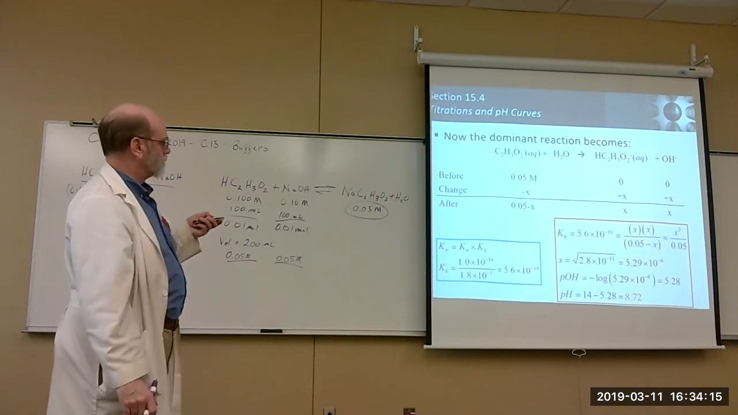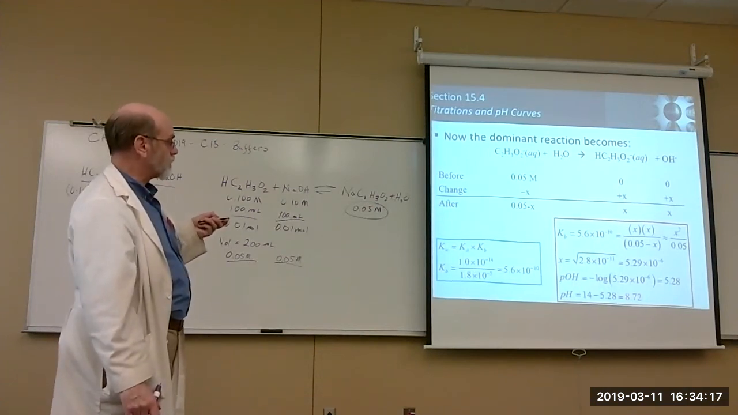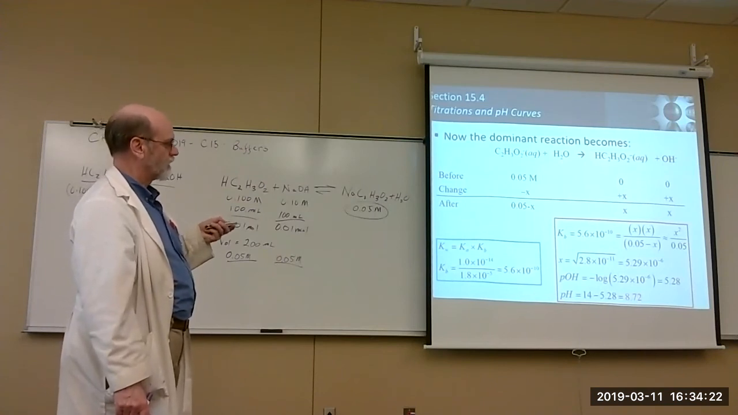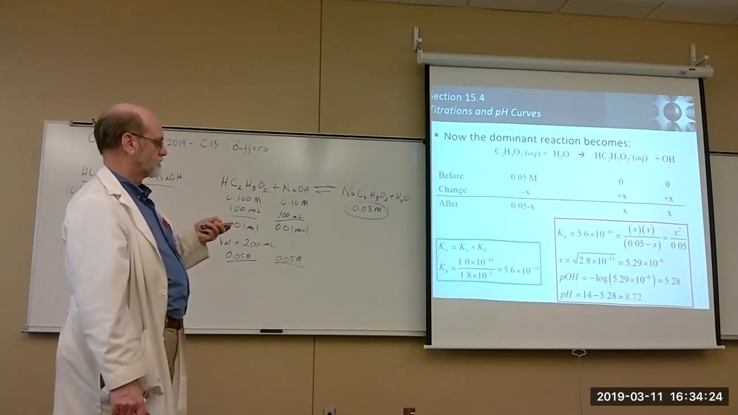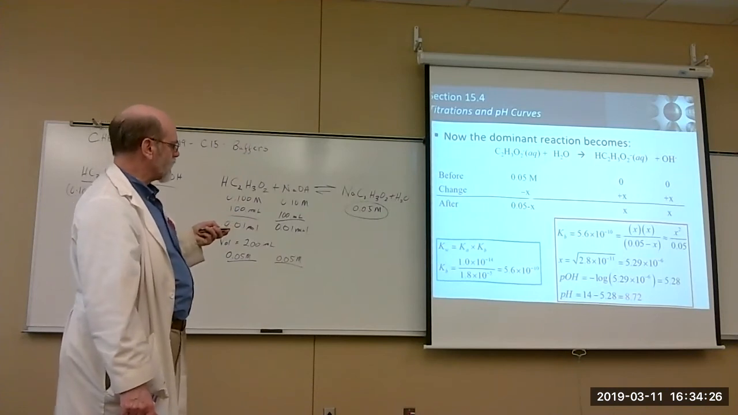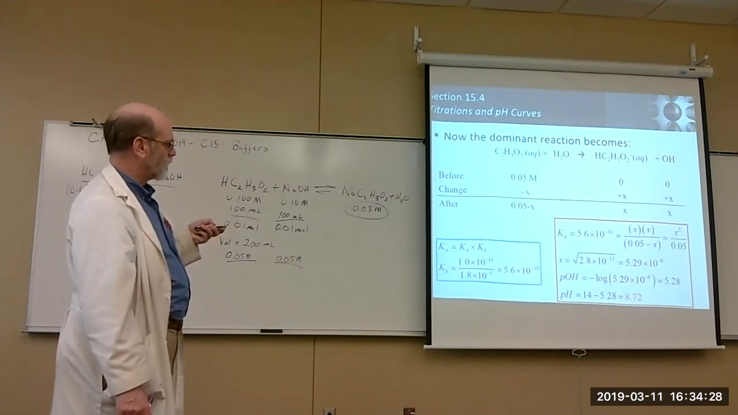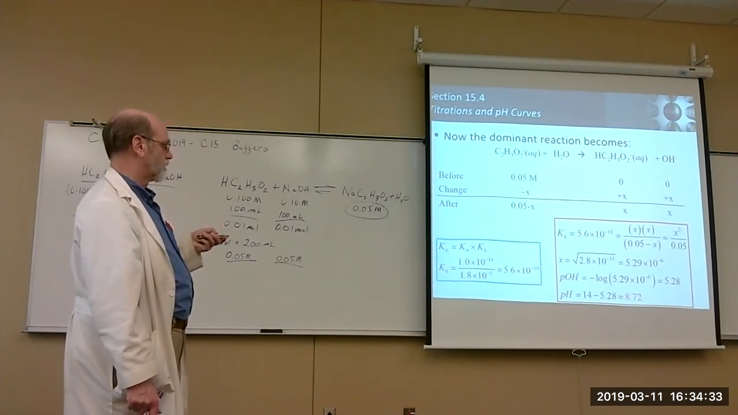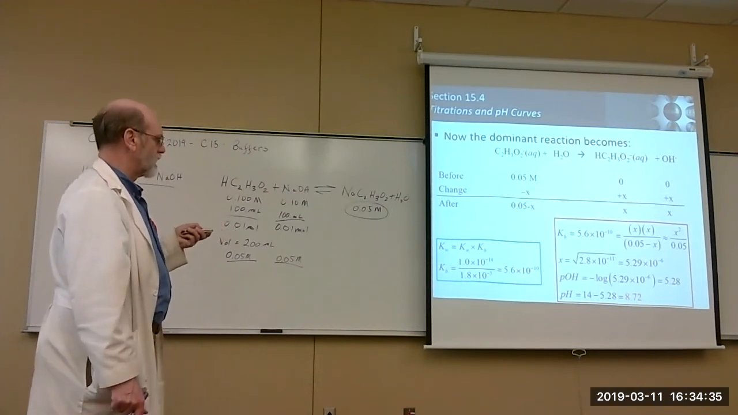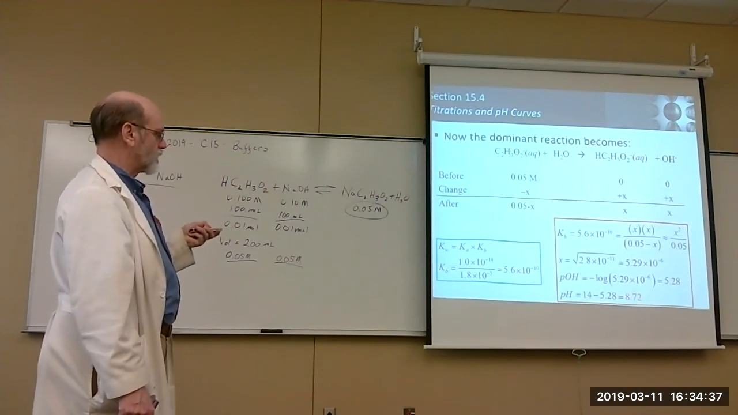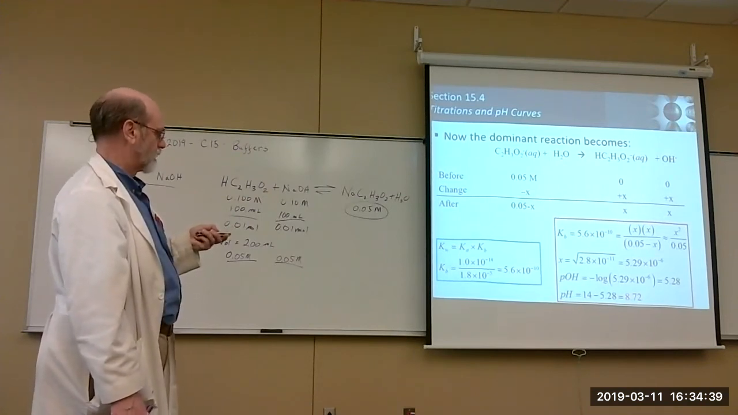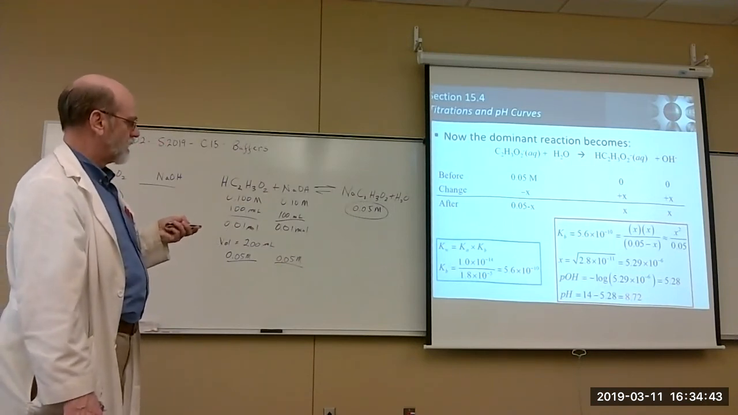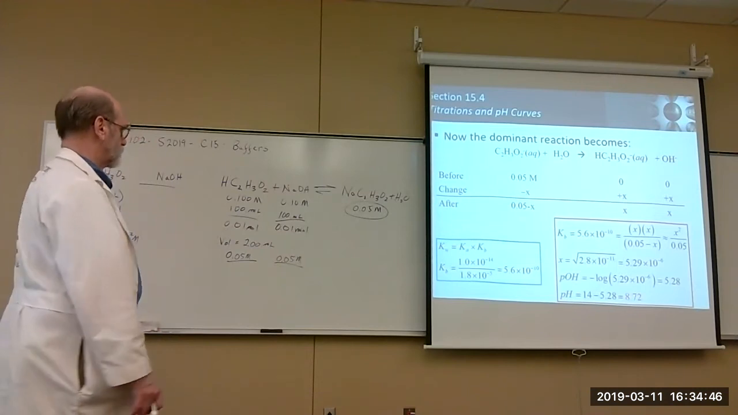So what's that going to do? Well, this is going to strip a proton off of water, give us the acetic acid without the minus sign, and hydroxyl. So here's the change. We're going to lose one of these. We're going to gain one of those and gain one of those. And this is the equilibrium situation.